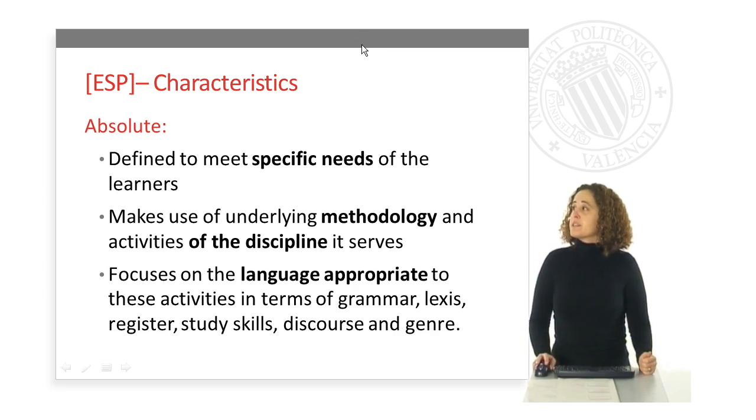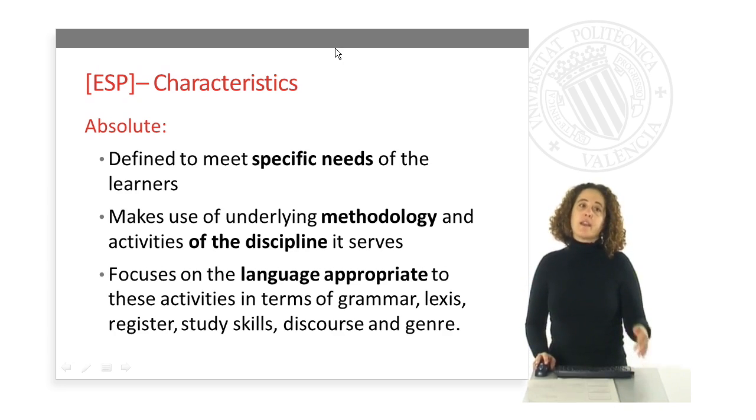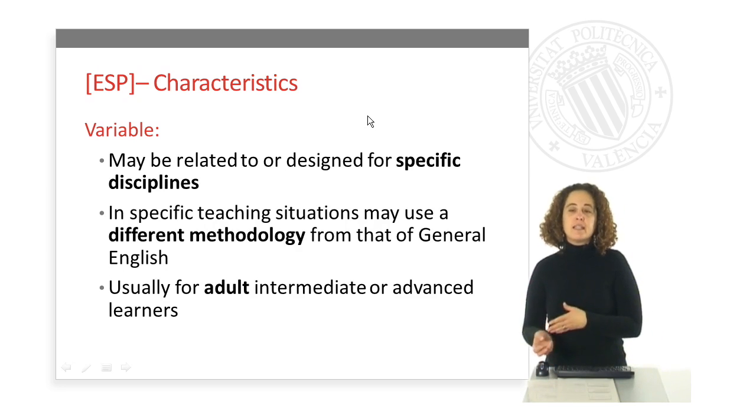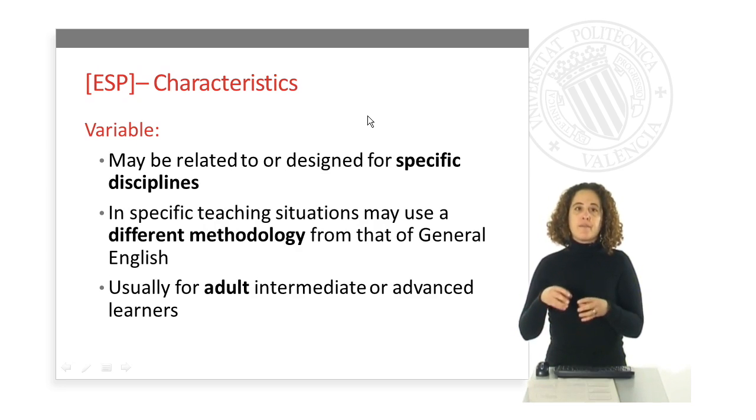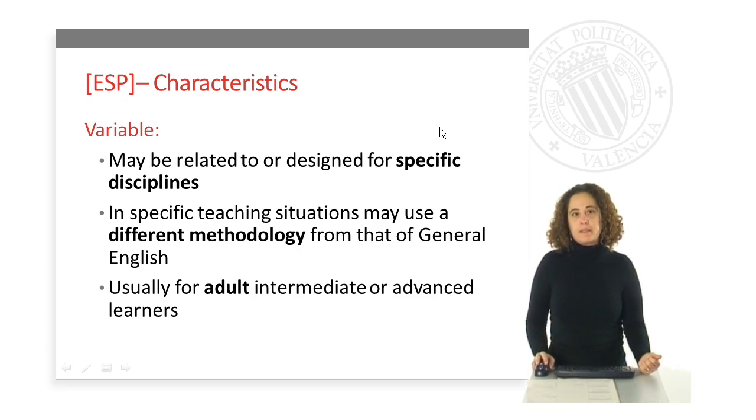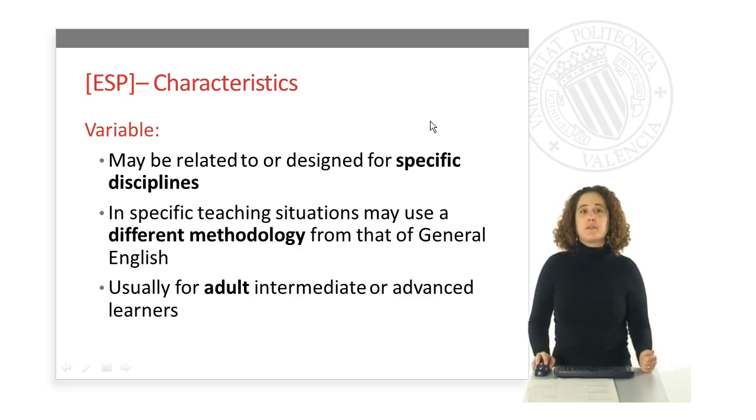ESP has some absolute characteristics. For example, it is defined to meet specific needs of the learners using a specific methodology and activities, the same of the discipline it's aimed at. And it focuses on the language appropriate for these activities in terms of grammar, vocabulary, and so on. But also they can be variable and designed for specific disciplines and therefore needing a different methodology from that of general English or from that of just the language that we are used to teach. Usually these courses are designed for adult or advanced or intermediate learners.